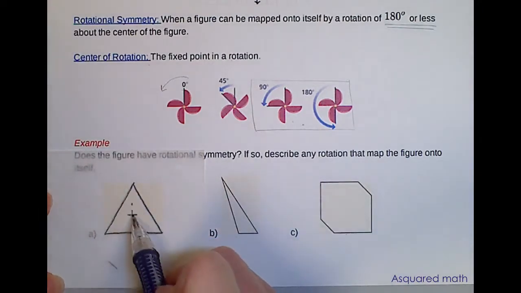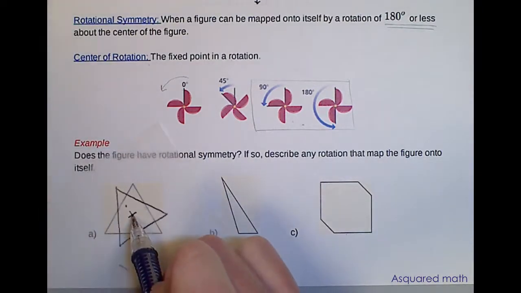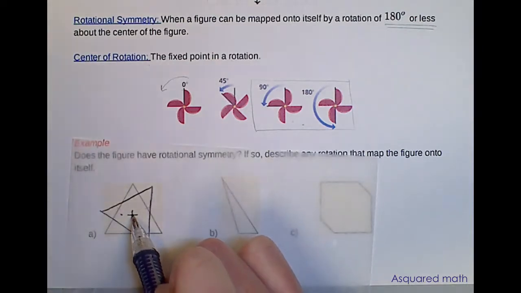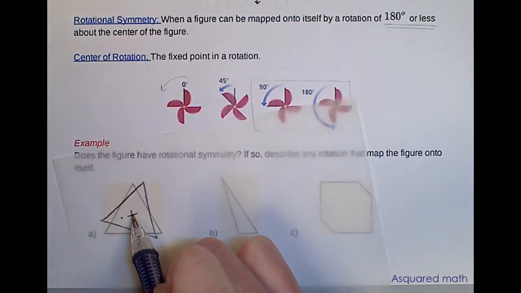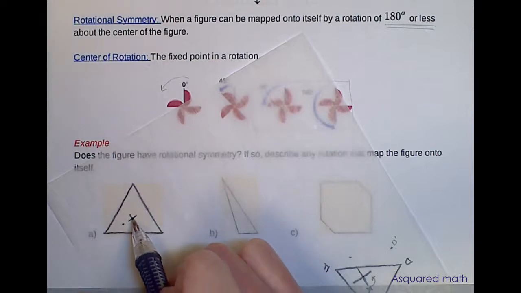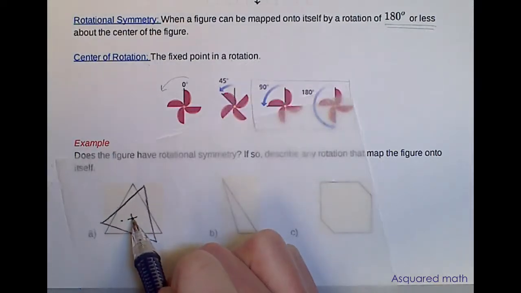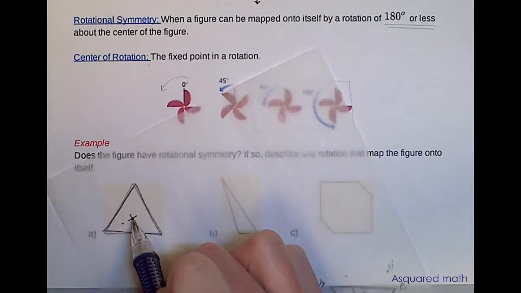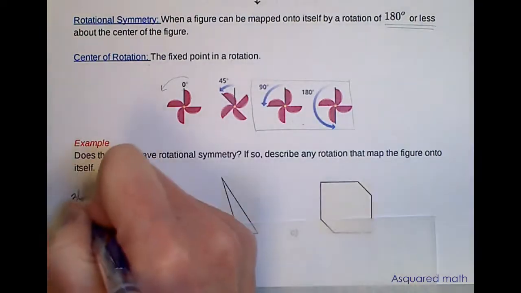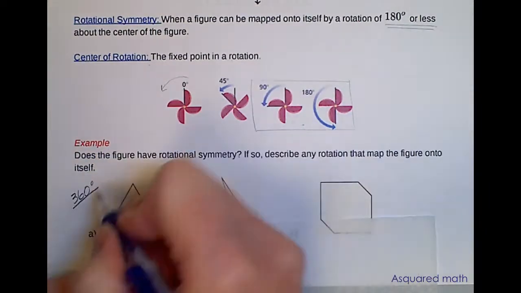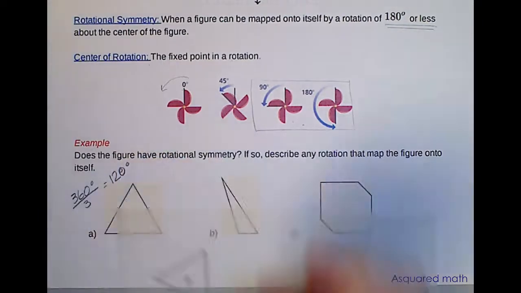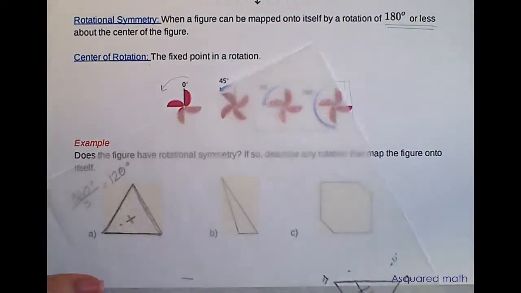This is my starting point up here. If I rotate 90 degrees, I'm not matching back up. But if I keep going a little bit more, well, my center was slightly off, I line back up. And this slightly more, sometimes it's hard to figure out. But because it's a 3-sided figure, if you take 360 and divide it by 3, because a full circle's 360, we get 120 degrees. So this has rotational symmetry of 120 degrees.